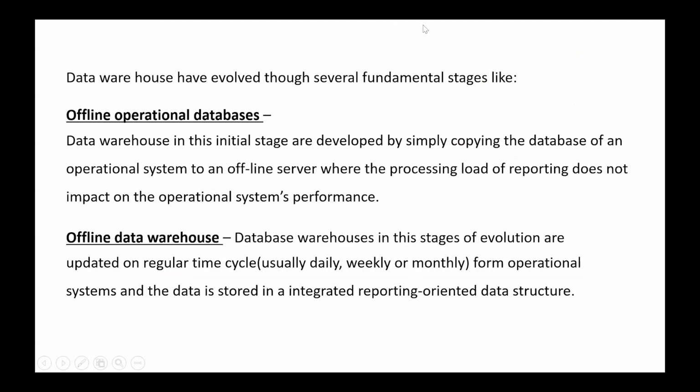Data warehouses have evolved, so let us see the evolution of a data warehouse. The first stage was the offline operational database. What is this offline operational database? Data warehouses in this initial stage were developed by simply copying the database of an operational system onto an online server, where the processing load of reporting does not impact the performance of the operational system.